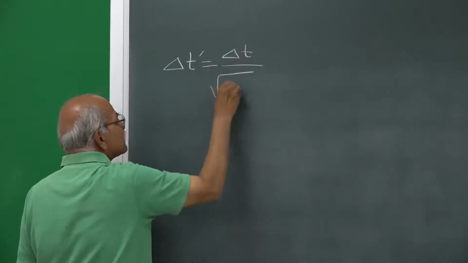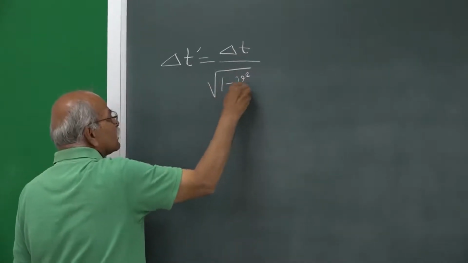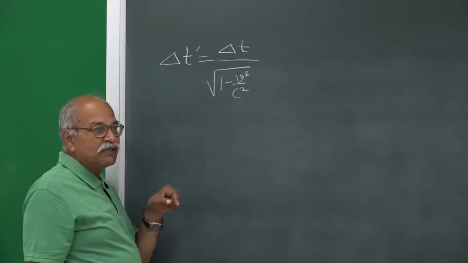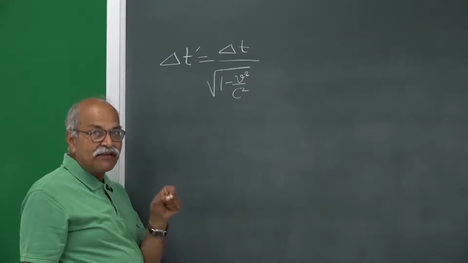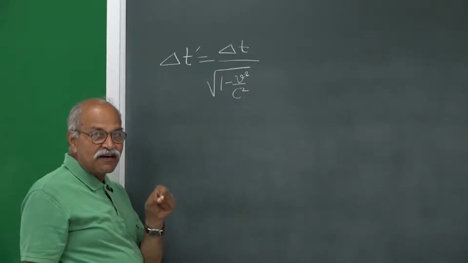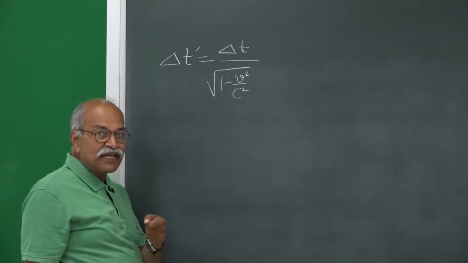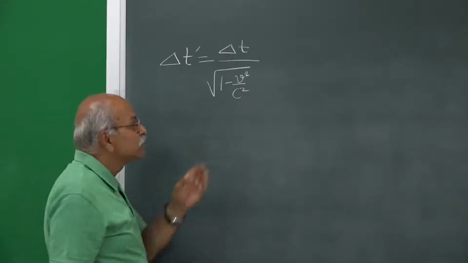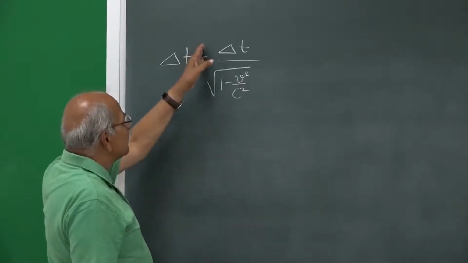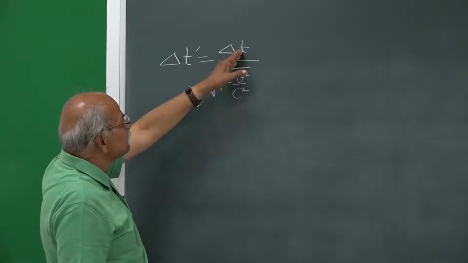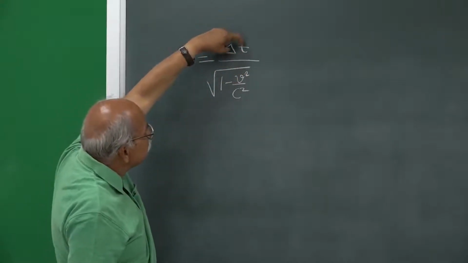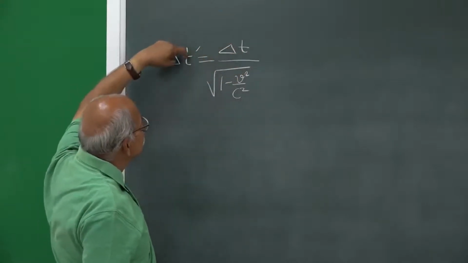The essential part is that the proper time interval will be the smallest. The frame in which the two events are at the same position, the time interval measured from that frame will be smallest. So, it depends on which you call delta t prime, which you call delta t. In this particular case, this is the proper time interval and this is the improper time interval.